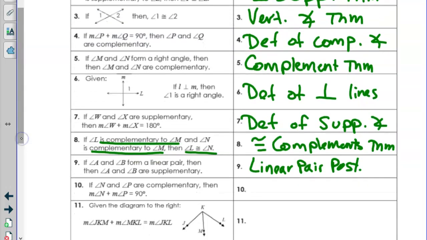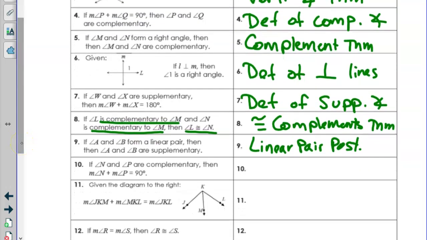Or theorem. I'm going to say theorem. I've seen it both ways, postulate or theorem, depending on the book. Yeah, that's okay. I always learned it as a postulate. Nowadays, they're calling it a theorem. Number 10, if N and P are complementary, then how do I get N plus P equals 90? Very good.